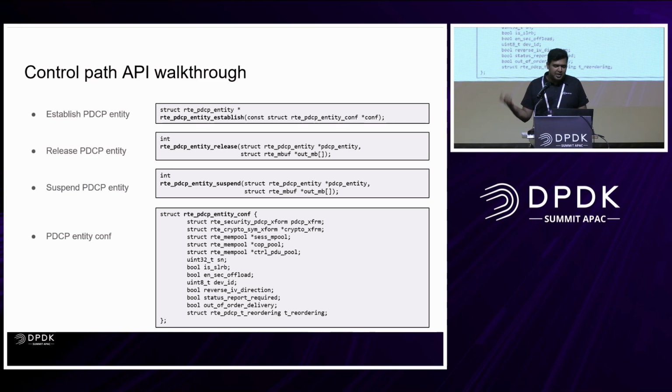So these APIs also allow packets to be returned. If you can see, both the APIs have an argument, struct rte_mbuf pointer out_mb array. That's used to give back the packets that the PDCP entity has cached. At the bottom we have the PDCP entity conf. I've trimmed down all the comments. If you go to rte_pdcp.h, we can see the complete description of what each field means.